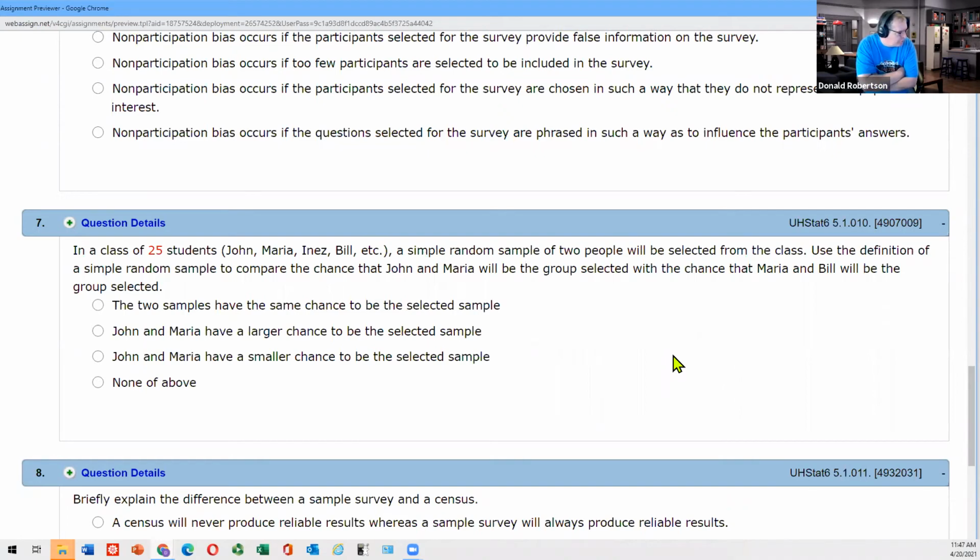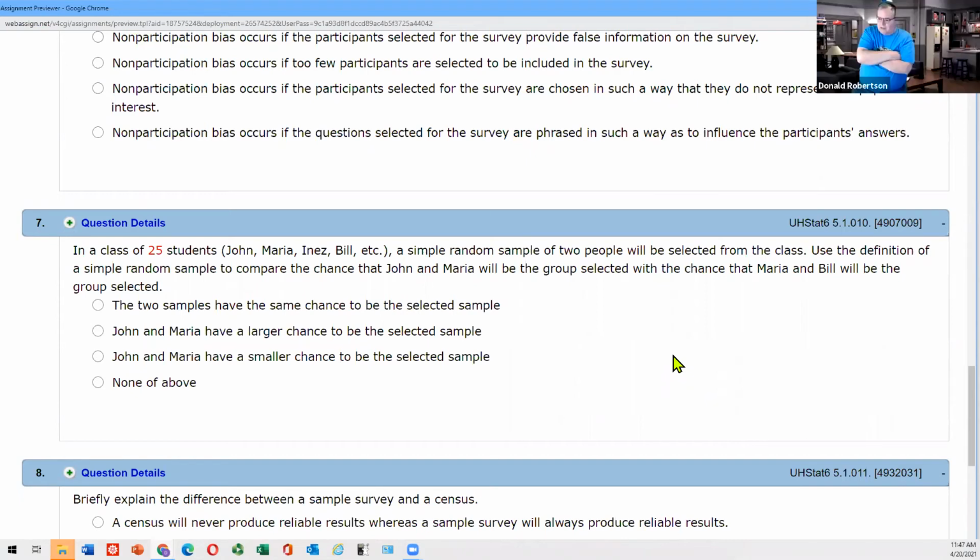The 2 samples have the same chance. John and Maria have a larger chance to be selected in a sample. John and Maria have a smaller chance, or none of the above. If it's a simple random sample of 2 people, which one of those 4 statements is also true? Is it the first one? Yes. Okay.